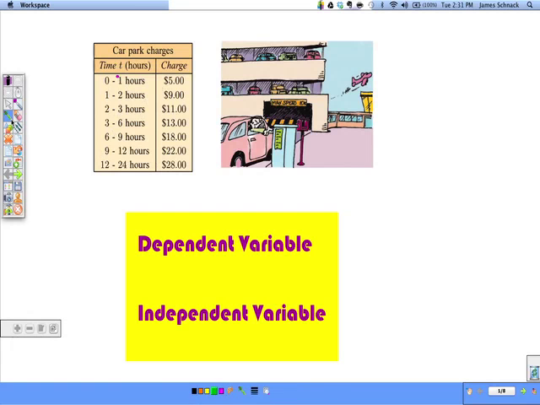Now the question here is, what depends on what? The charge depends on the time. So in this particular problem, the dependent variable is charge. The amount of money I have to pay is dependent on how long I stay. The independent variable would be time.